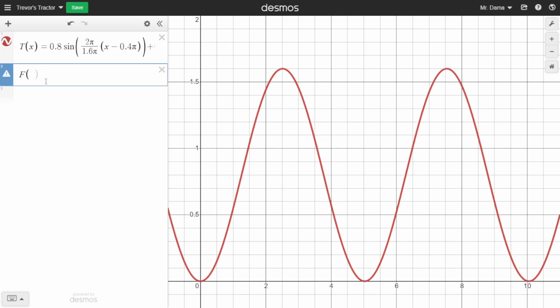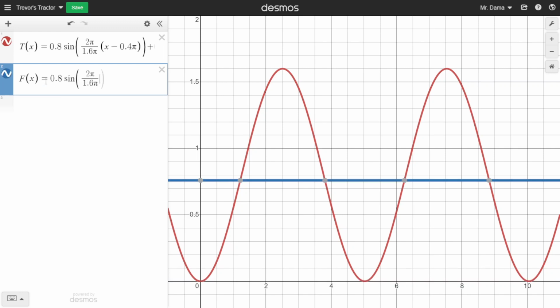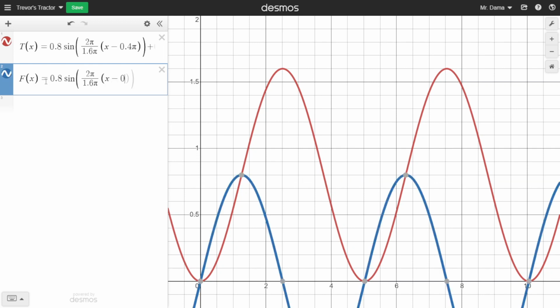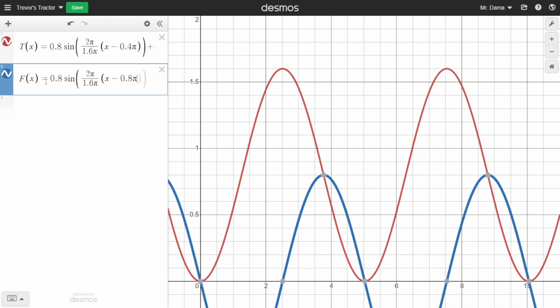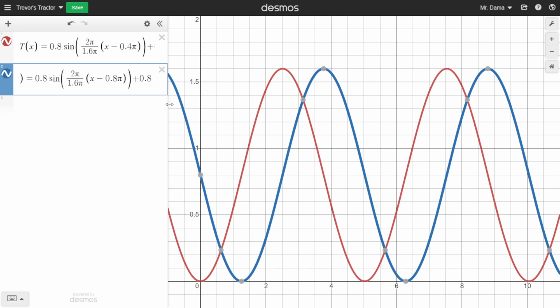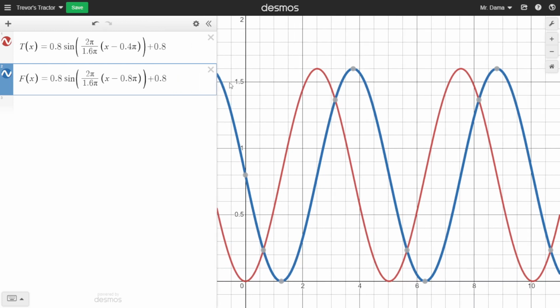So Fred, also the same amplitude, sine 2 pi on 1.6 pi. We will simplify this soon, but I just want to do a rough guess. Okay, 0.8 pi plus 0.8. Okay, and let's just see that that makes sense as well. I'm going to just move this along a bit so I can see the whole graph. So, do we start in the middle? Yep. Do we go down? Then do we go up and then come back to the middle? Yes, we do. So these are my two graphs, and so my models work.